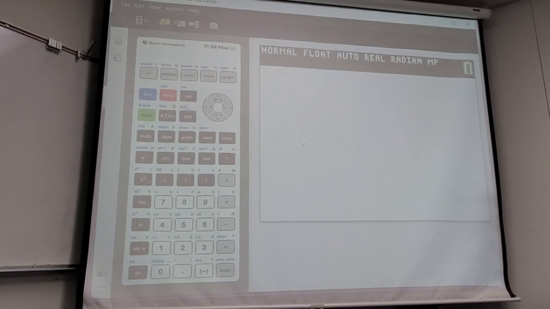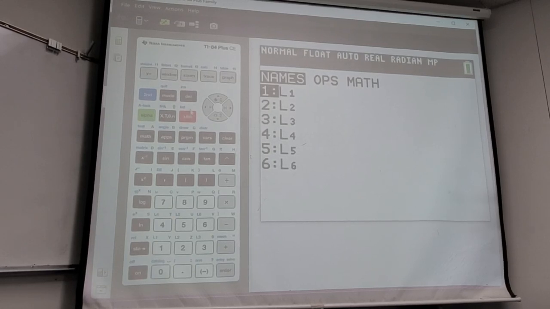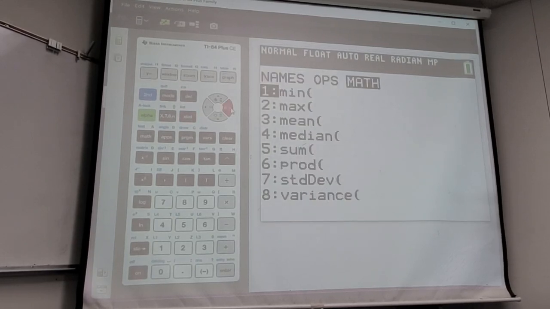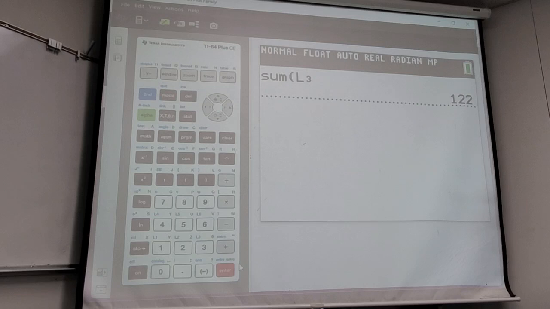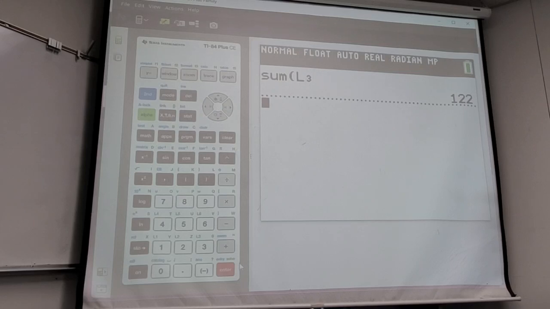Do you see above stat where it says list? I want to do something with my third list, right? I want to add it up. So I want to do some math to my third list. I want to sum. Right there, I want to sum my list 3. So what we just did is equivalent to what we did here, right? And then I can just throw that number into the formula, 122, right? Because now this is 122 over, it's still 6 data points.